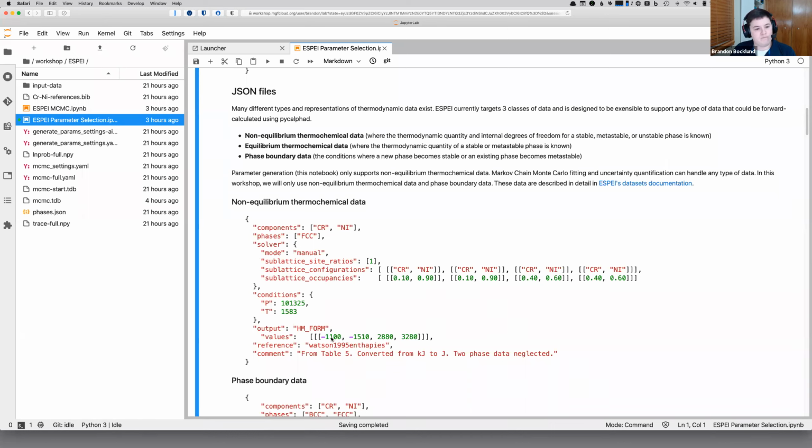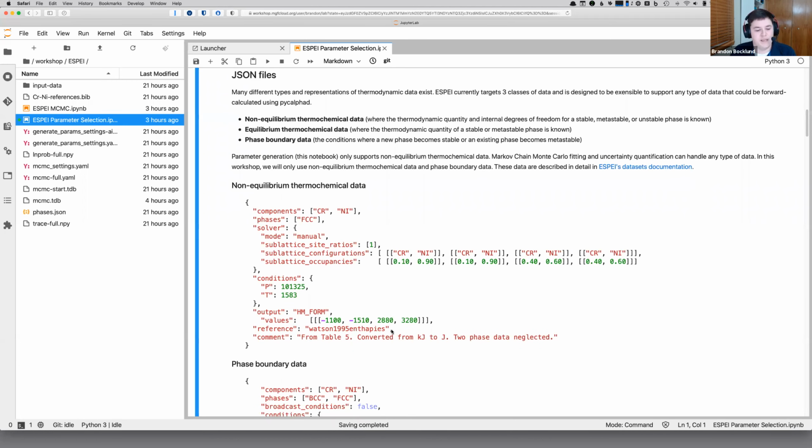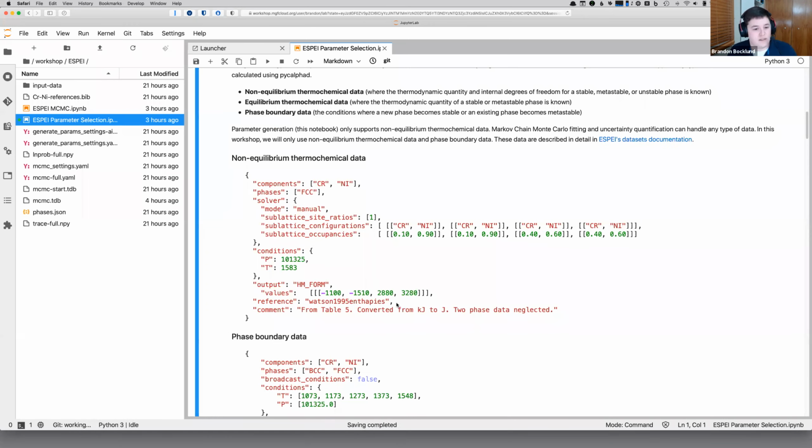And so again, thinking back to pi iron yesterday, if you have a grid of temperatures and compositions, maybe at atmospheric pressure, you could have 10 temperatures and 10 compositions and contain all that in one file for one phase, which is really convenient, again, because we can easily calculate these properties on regular grids if we're using atomistic methods. Okay, so that's non-equilibrium thermochemical data, and so that's the primary thing that we're using, and the only thing that we're using for this parameter selection step.